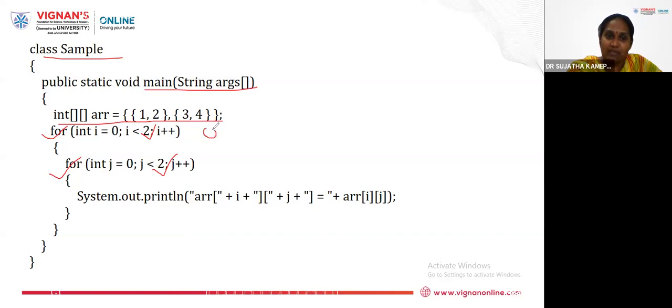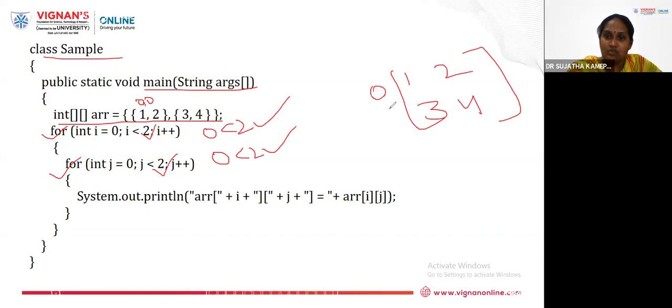So initially i becomes 0, it is less than 2, condition correct. Here j is 0, it is less than 2, condition correct. Now first the value printed is ARR of 0, 0. So here this is the 0, 0 element. Let us see how these elements are stored. Like this, these elements are stored, 0, 1, 0, 1. These are rows and these are columns. So this element is the 0, 0 element. This element is the 0, 1 element. This element is the 1, 0 element. This element is the 1, 1 element.